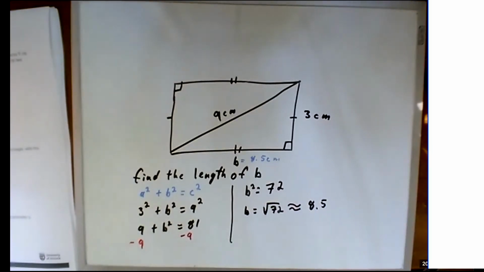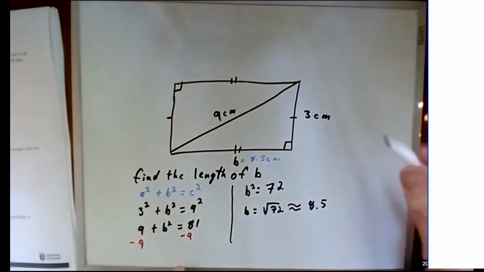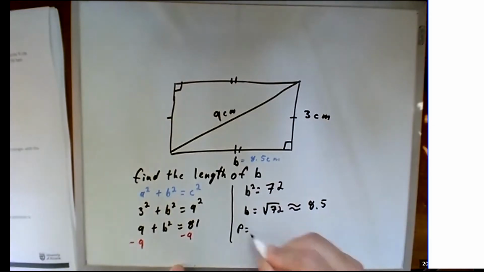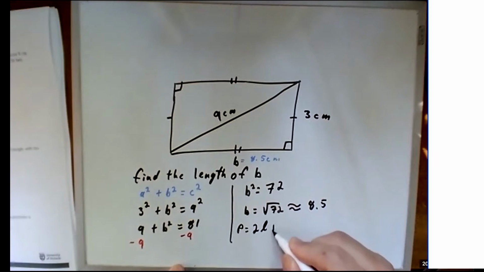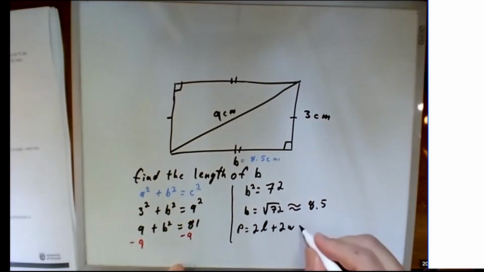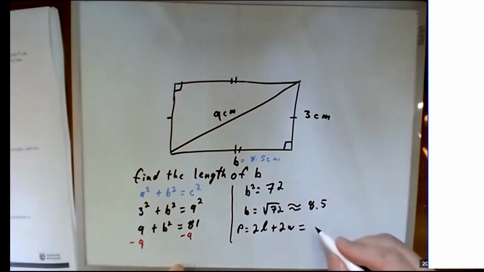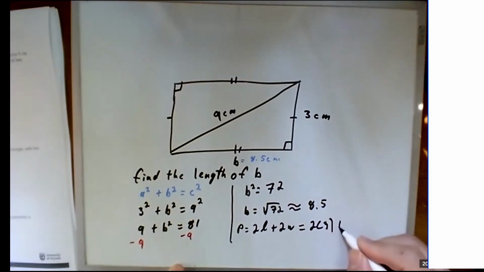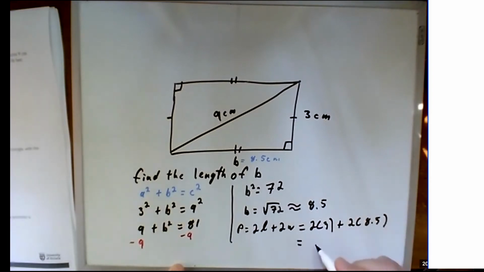Now that I have that, I say to myself, oh, now that I've got all of these numbers, I'm kind of curious. What is the perimeter of this box? So the perimeter is equal to 2 of our lengths plus 2 of our widths, which in this case is going to be 2 times 3 and 2 times 8.5, which is 6 plus 17, or approximately 23 centimeters, with a little invisible 1.